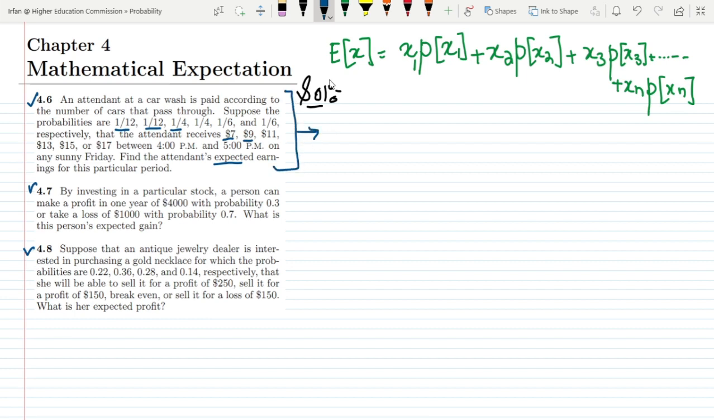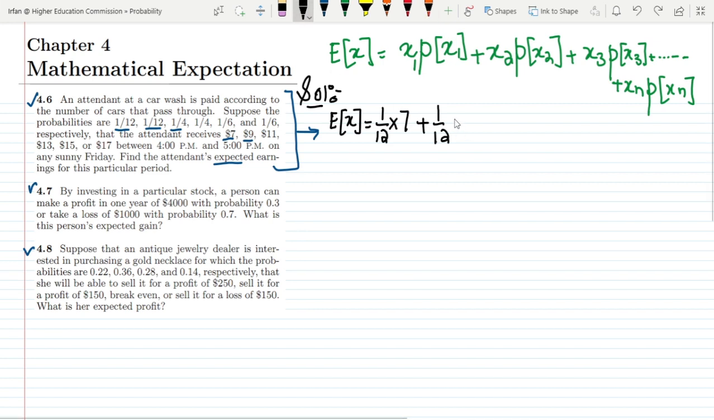It has a solution and we have different values of the probabilities, which are 1 by 12. So let us find the expected value of a random variable x, and we have probabilities which are 1 by 12 of 7, that is $7. Similarly, 1 by 12 of 9. Let me write them here. This 1 by 12 is the probability, and here x1 is this 7. This is the value of the random variable. I hope you have understood why I am writing these values here.